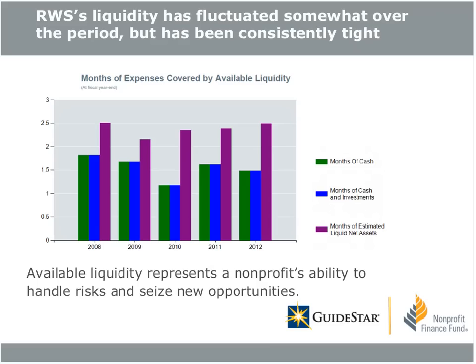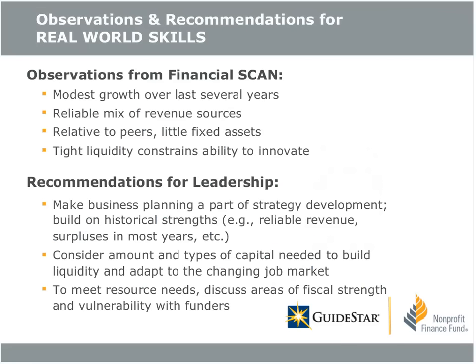So with that financial context in mind, what can the organization take away from a review of its financial scan report? So first, in terms of observations from Financial Scan, they've grown. They've got a reliable mix of revenue sources, and relative to peers, look pretty stable, have little fixed assets, so that's a potential advantage. But do have evidence right here that the tight liquidity can constrain their ability to innovate just based on the steady growth, but not being able to make any transformational changes over the last few years.